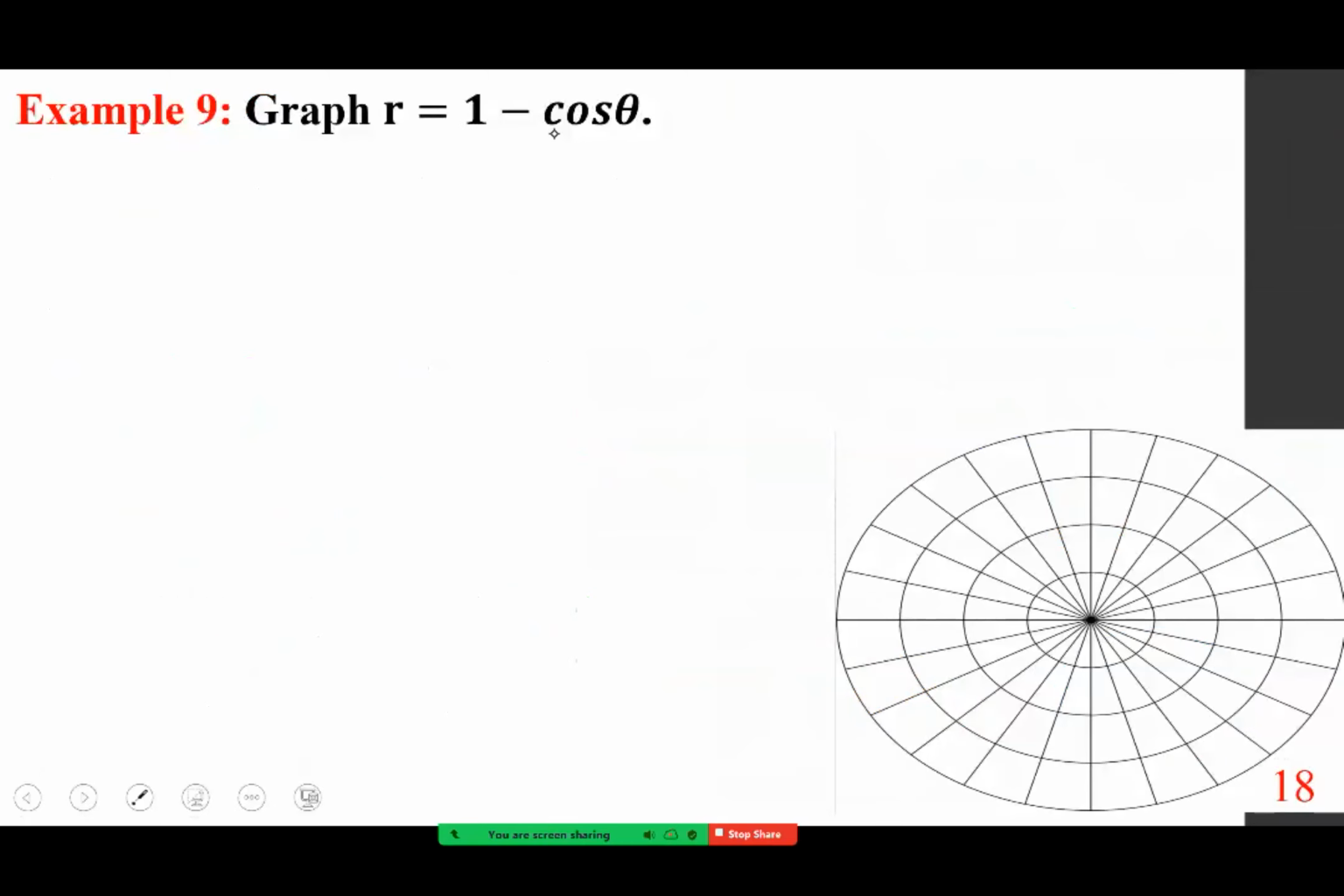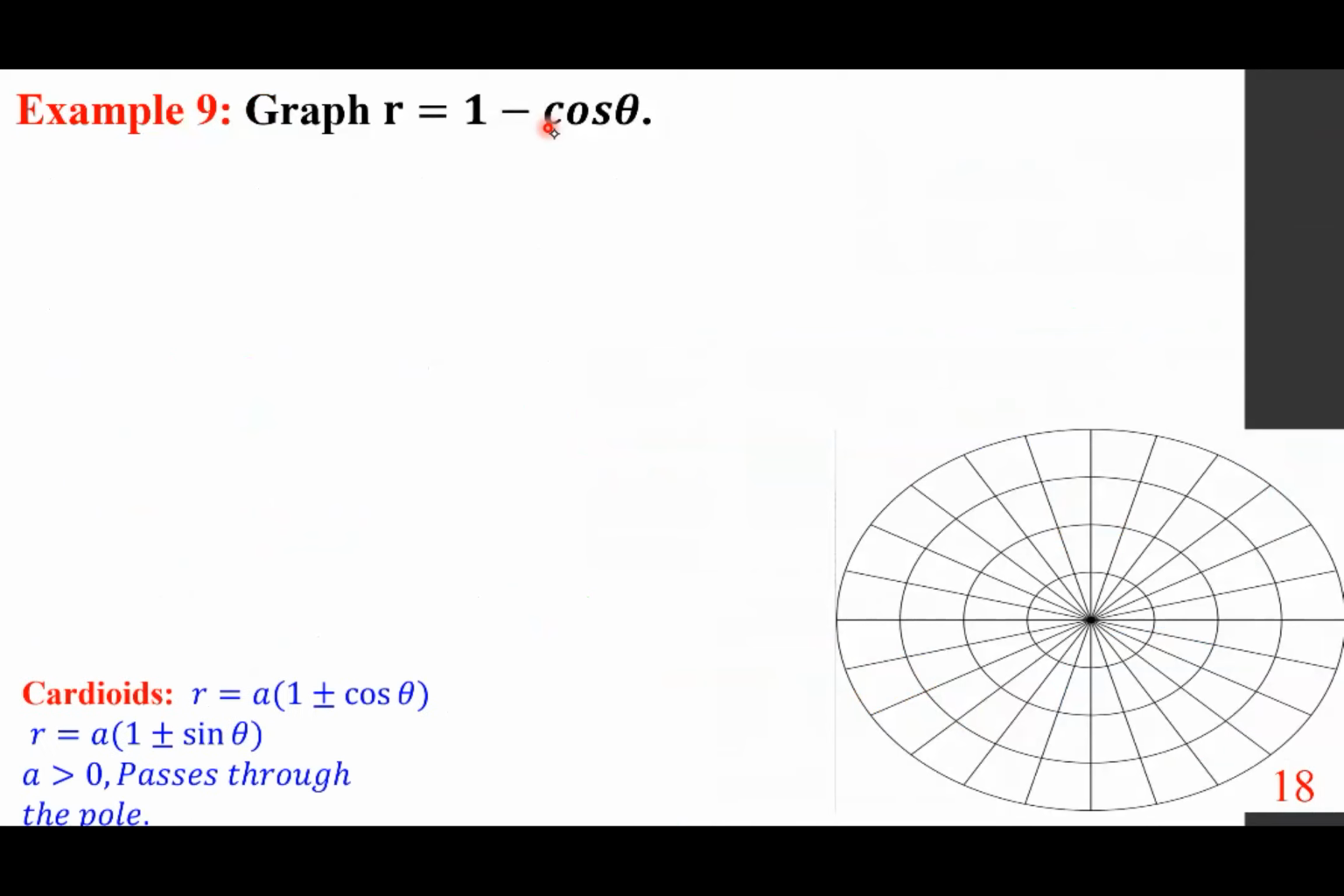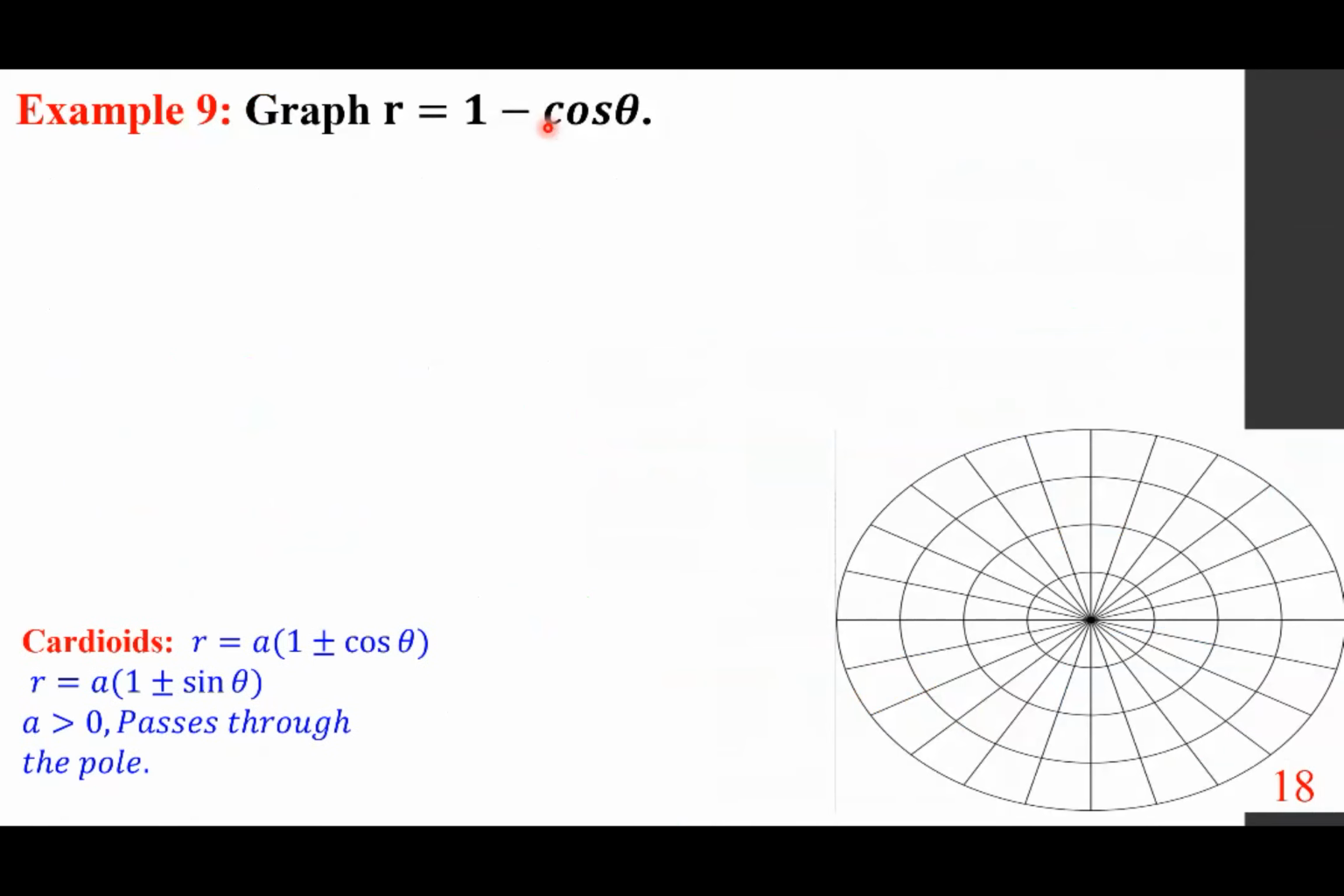We want to graph r equals 1 minus cosine theta. We are basically interested in plotting pairs. And now this gives rise to the following theorem. R is a times 1 plus or minus cosine theta, or R is a times 1 plus or minus sine theta, when a is positive, passes through the pole, and it's a cardioid.